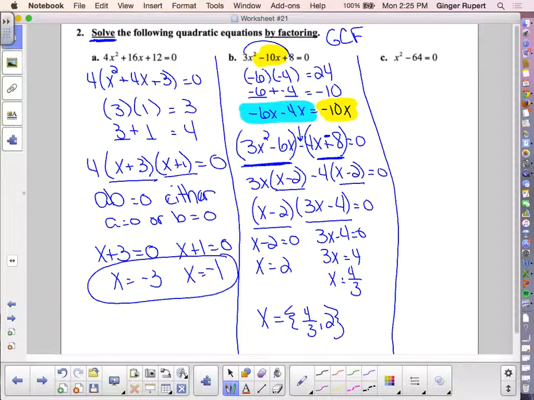Again, when you look at this, you have x squared minus 64. That looks like the difference of two squares. For this one, you could use the square root method or the difference of two squares. Either one, you'll get the same answer.